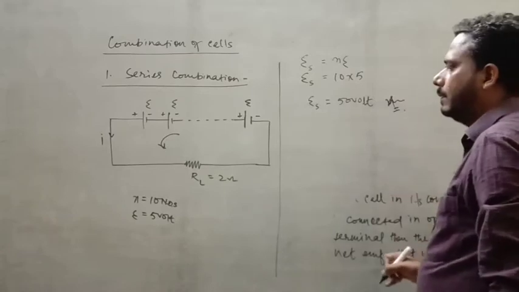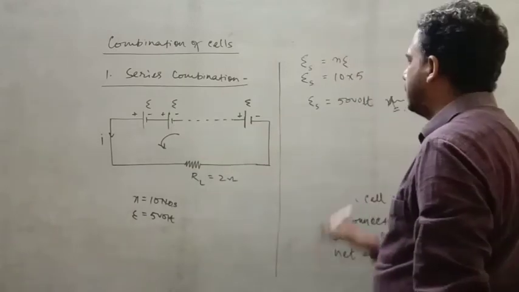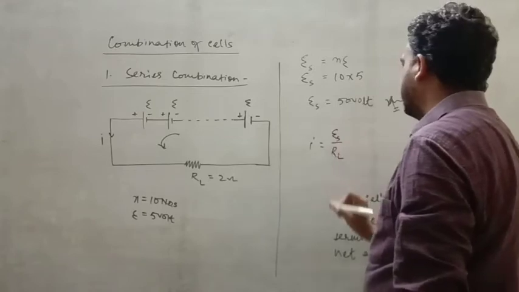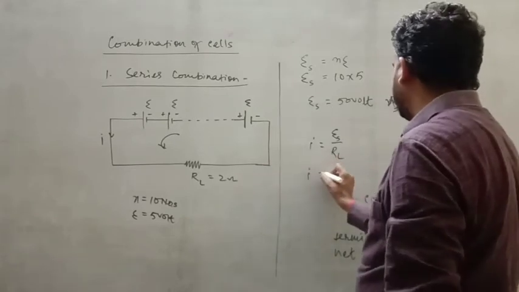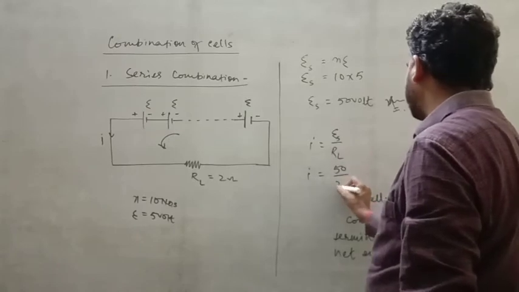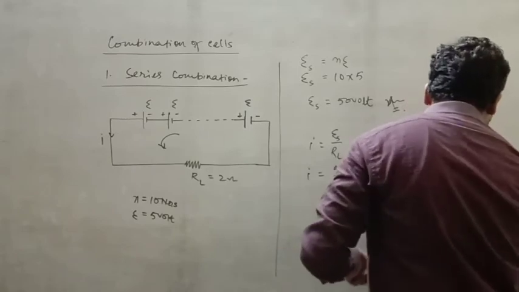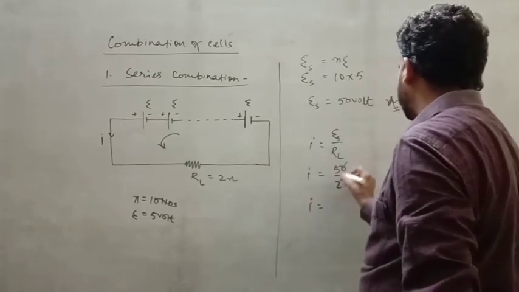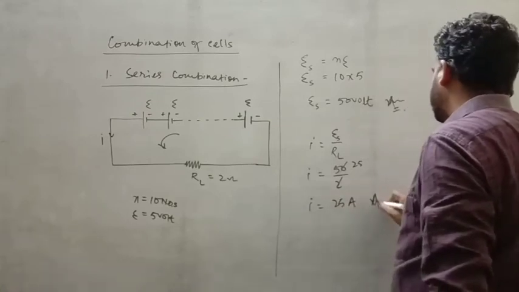Now if you want to find how much current is flowing in this combination, simply I is equal to ES divided by RL. RL will be 2 ohm. Now put in your values: 50 volt divided by 2 ohm. After calculation, I is equal to 25 ampere, and this is your result.